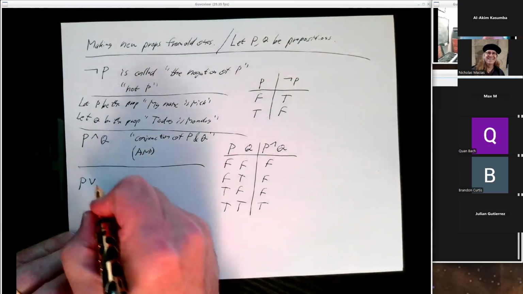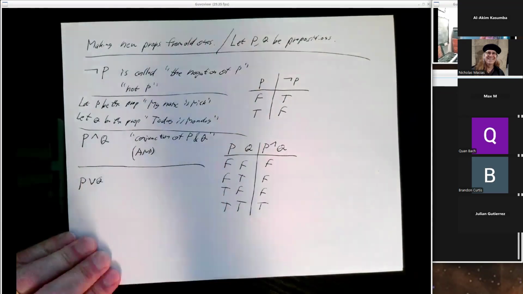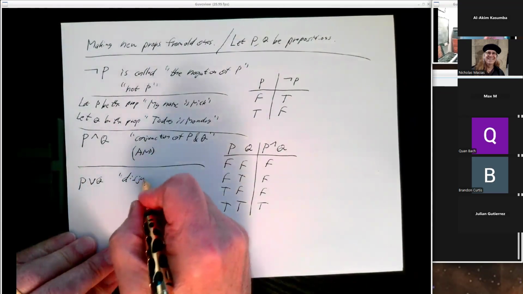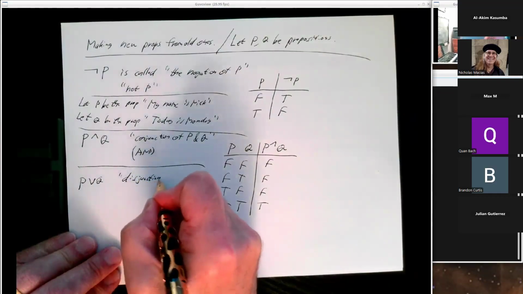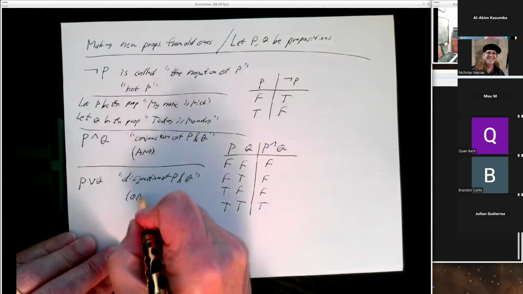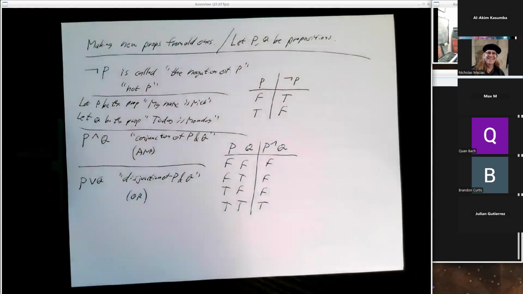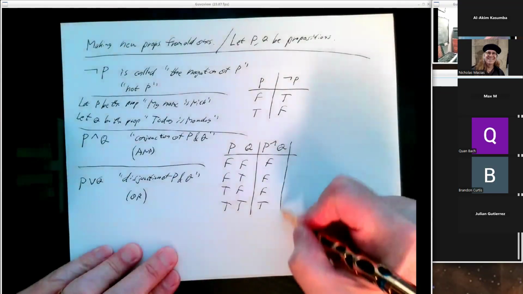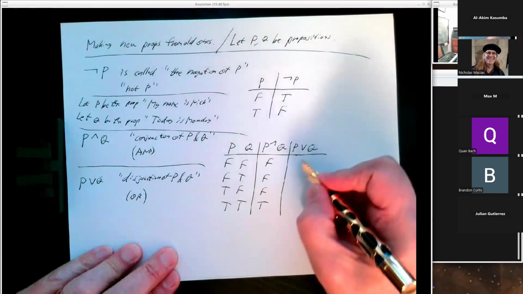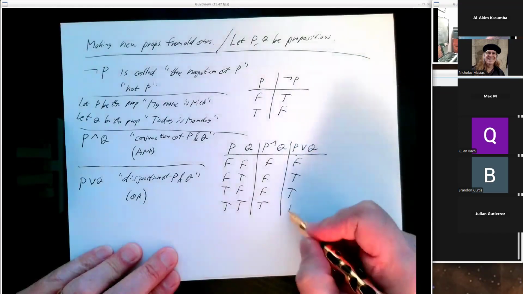And then there's what's called a V sometimes. This is the disjunction of P and Q. And this is like an or. So the disjunction is true if either or both of P and Q are true. And so we can add that to our truth table. And it looks like that.